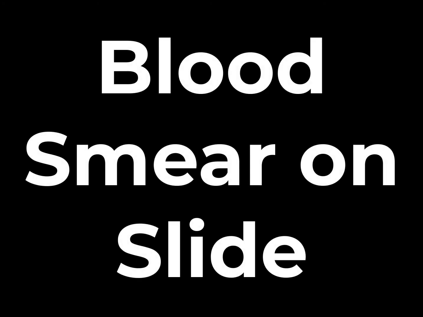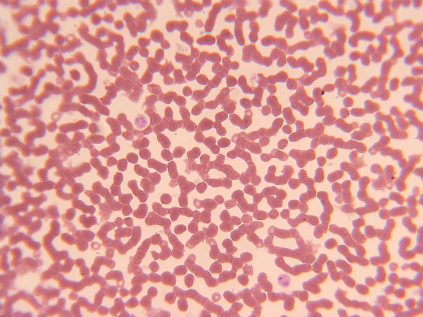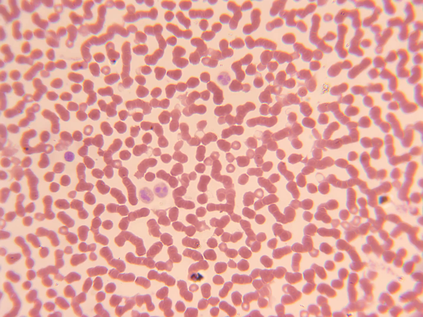So here we can look at a smear of human blood on a slide, and you can see immediately a neutrophil, which is our most abundant type of white blood cell. Here we see several more neutrophils as well as a lymphocyte.